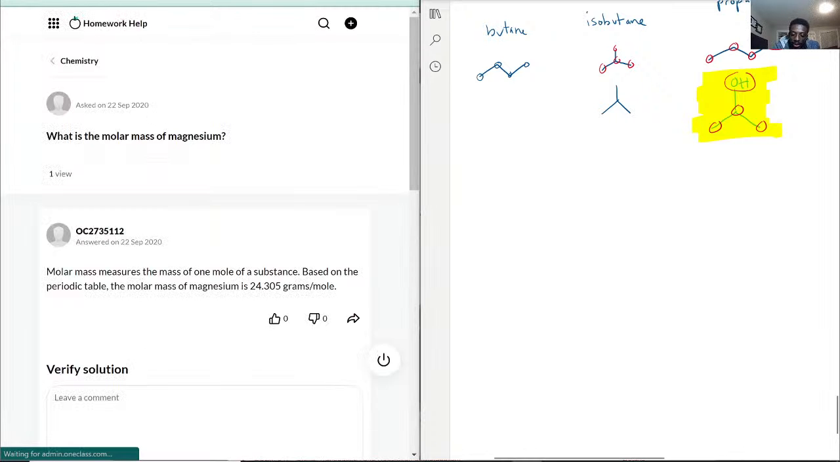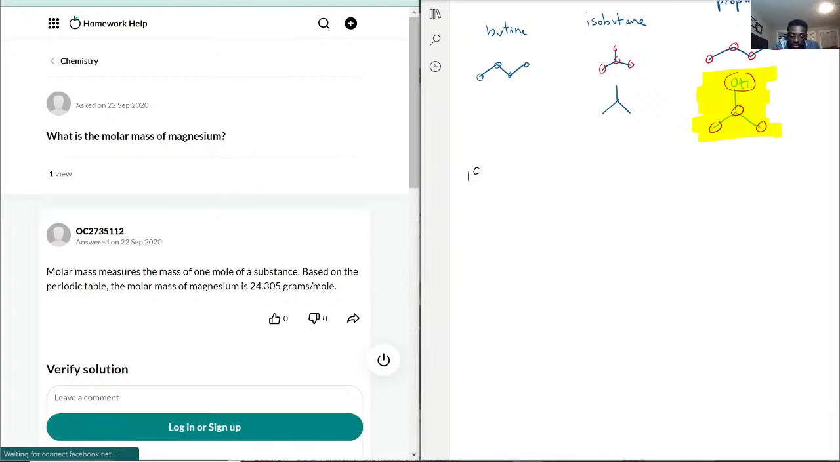So with that, let's move on to question 19. What is the molar mass of magnesium?